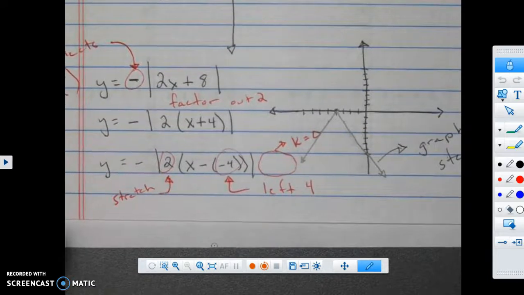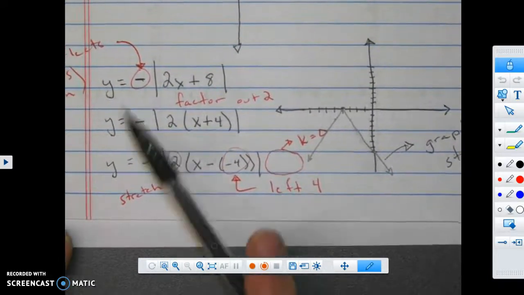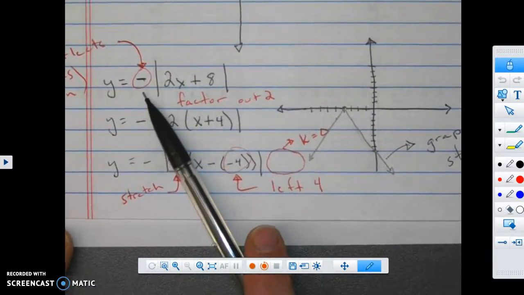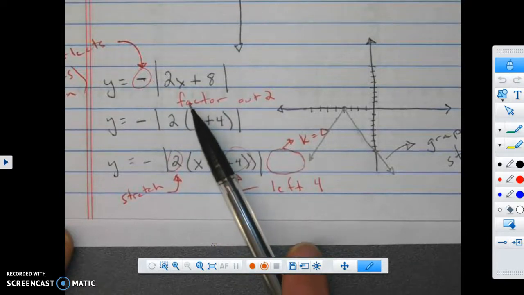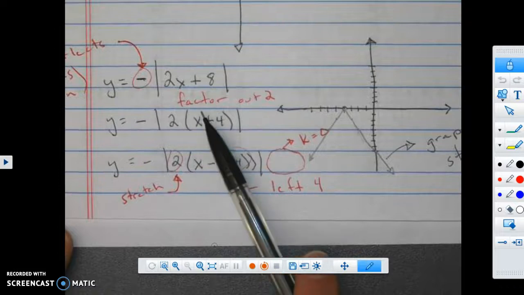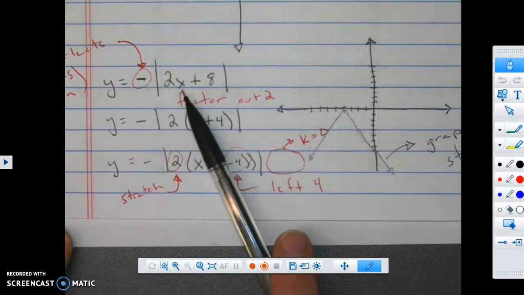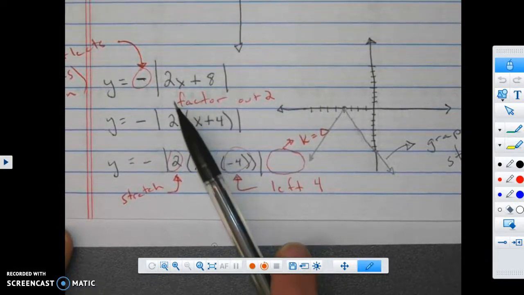Probably a little too tight on my screen, but all right, so it's negative, so it's opening down. It's a reflection over the x-axis. Now we have 2x plus 8, and this is one of the examples we did on the second day where we need to factor out the 2. x can't have that coefficient of 2 right next to it. We have to separate that.